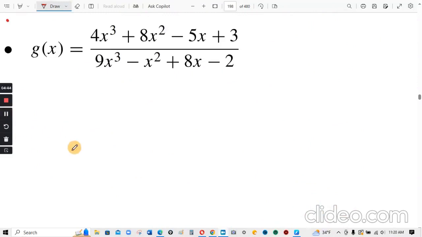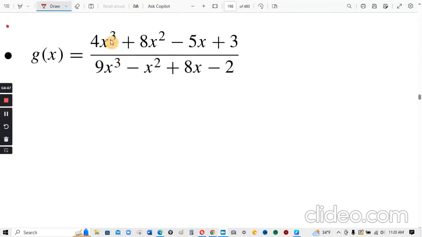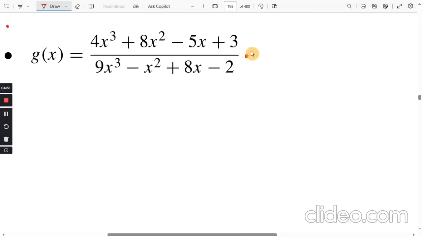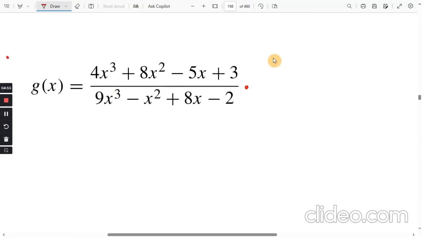All right, last one. I can see the greatest exponent is a 3, x to the third. So I'm going to multiply the top, or numerator, by 1 over x to the third, and the bottom, or denominator, by 1 over x to the third. Okay, so I'm just doing times 1 here.